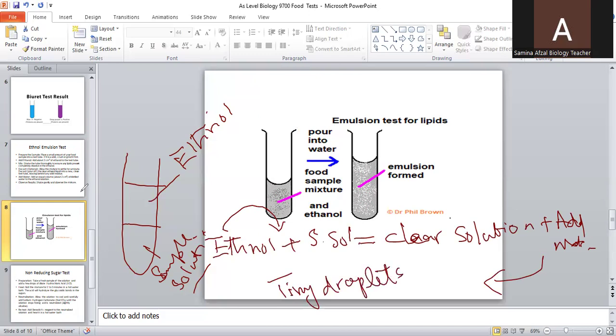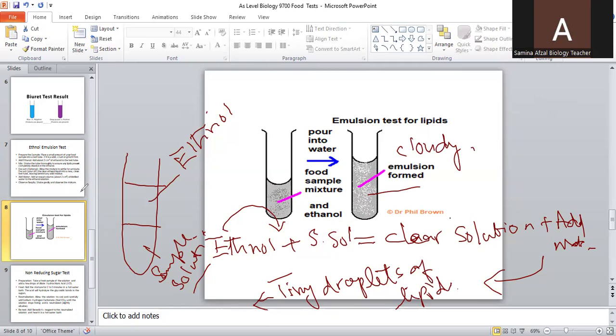Tiny droplets of lipids or fats, which will create a cloudy emulsion. So this cloudy emulsion will show the presence of lipids in the given solution.